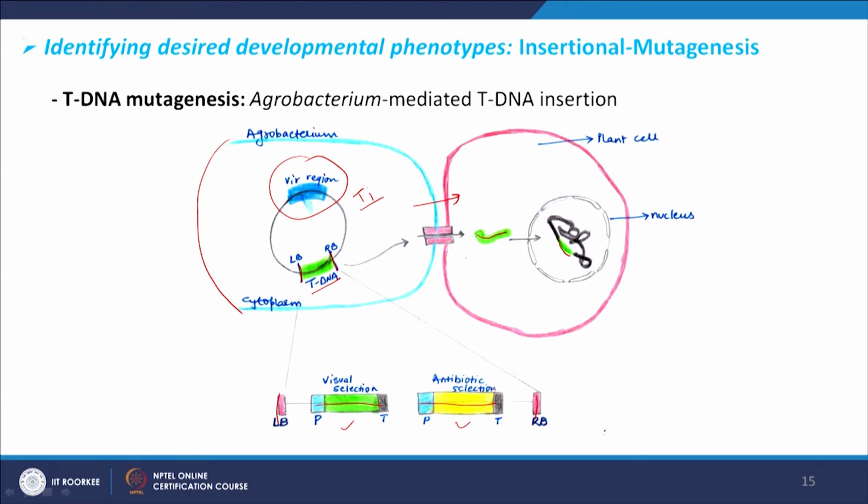And this has been very extensively used in the model plant Arabidopsis thaliana, and in fact, a full-fledged collection of these tDNA insertion plants or mutants has been generated, and it has been stored and maintained as a big program where anyone across the globe can order these lines and use them for their own specific study.